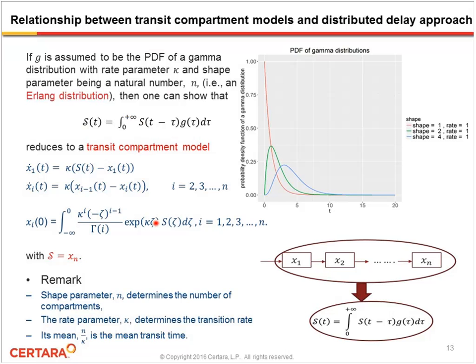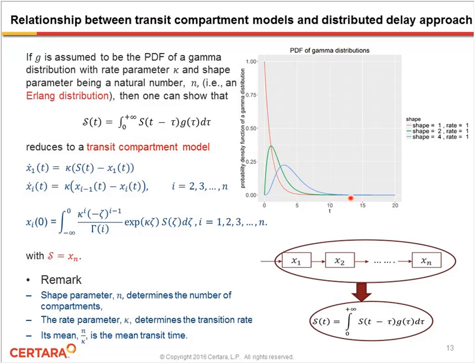Now from here you see that the shape parameter n determines the number of compartments, and the rate parameter kappa determines the transit rate. And the mean of this distribution, the ratio of n over kappa, is the mean transit time. So instead of writing a large number of differential equations, you can simply use this integral to replace them.